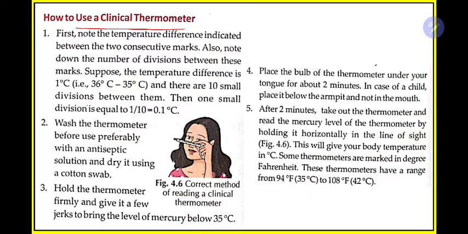So you need to learn how to use this, right? So today we'll learn how to use a thermometer. First, note the temperature difference indicated between two consecutive marks. Also note down the number of divisions between these marks.